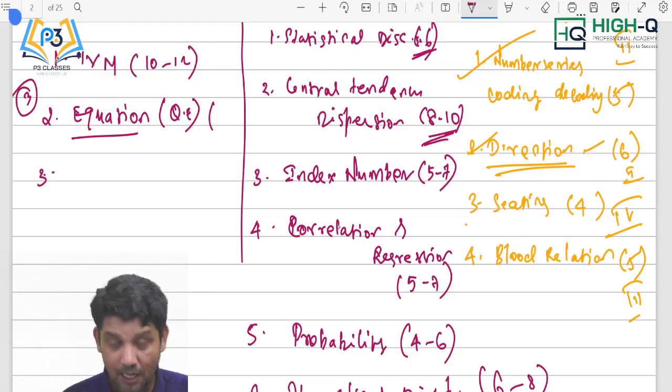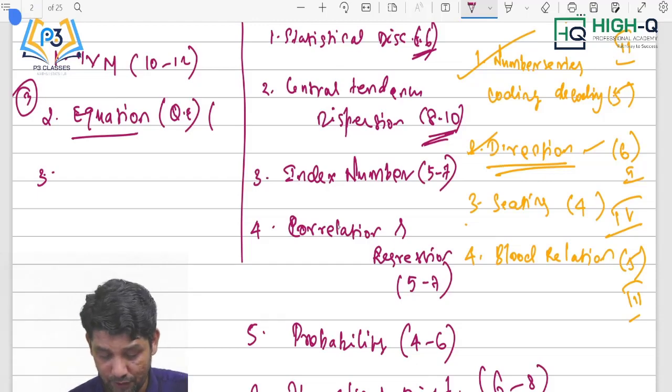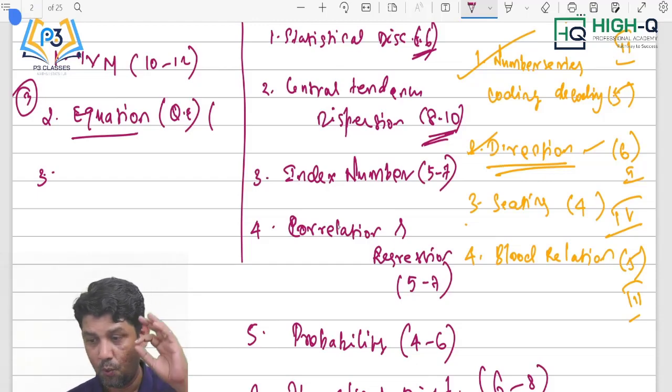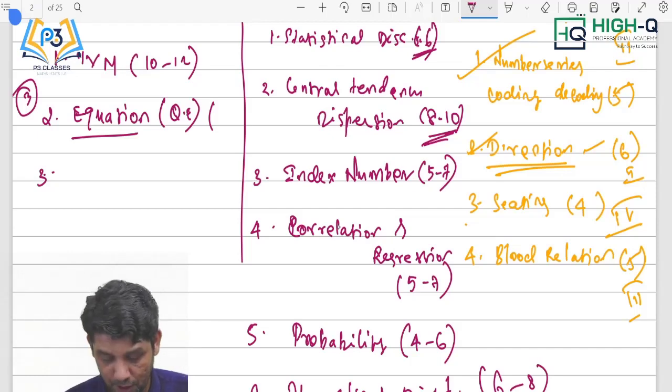Third one. What is the third important topic we need to give after time value of money and equations? Sir, which one should I give, sir? You will be shocked if I tell you.